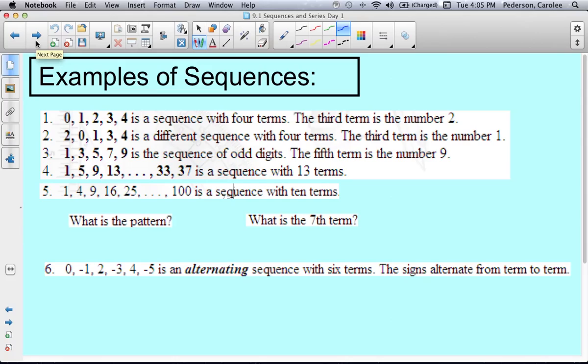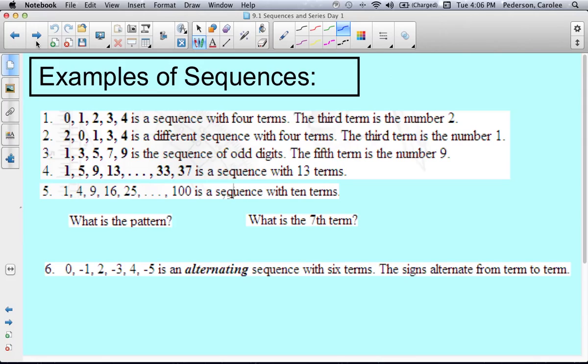Example 5: 1, 4, 9, 16, 25, ... to 100. This is an example of a pattern that is squaring. So 1 squared, 2 squared, 3 squared, 4 squared, etc. Part of your assignment will be to try to figure out what the pattern is and how you find that 7th term. So it'll be a little bit like a puzzle.